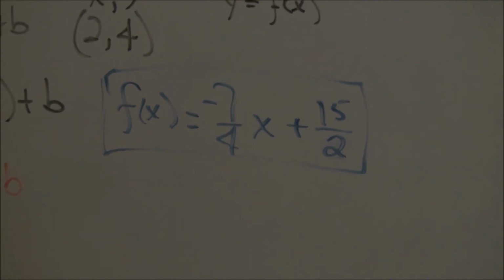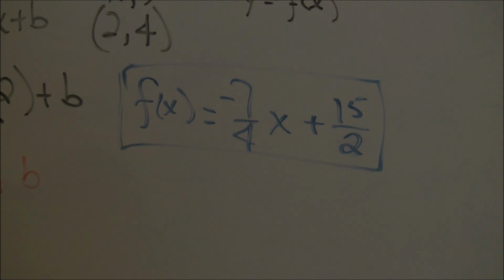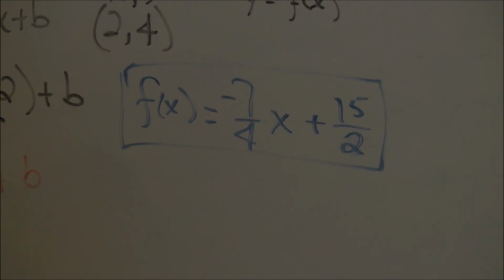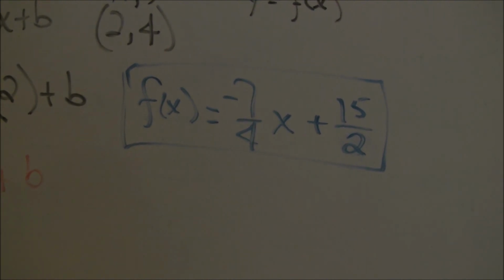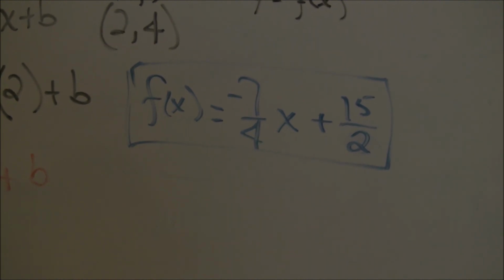voila, the function of the line that passes through 2, 4 and 6, negative 3 is negative 7 over 4 x plus 15 over 2. That is final.